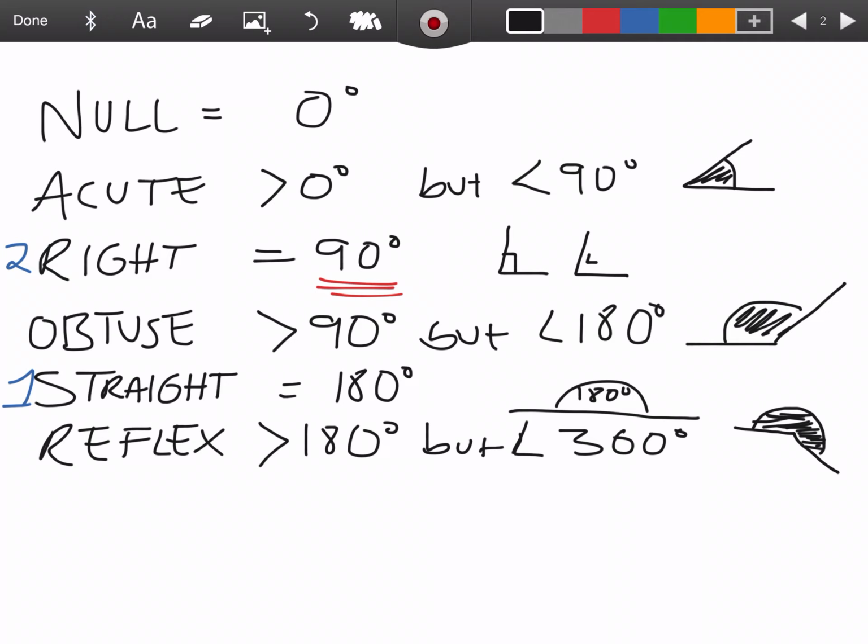And then we talk about full angle. It is exactly 360 degrees. So that's our full rotation or a full circle, as you guys know.